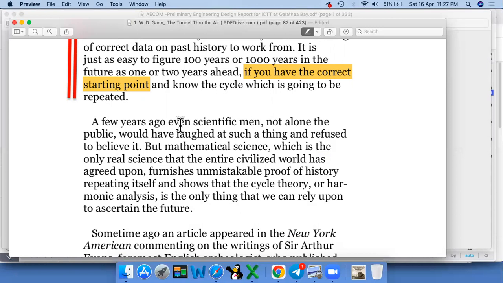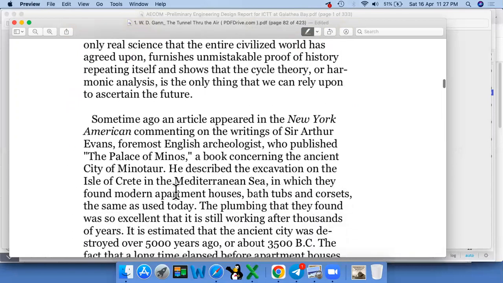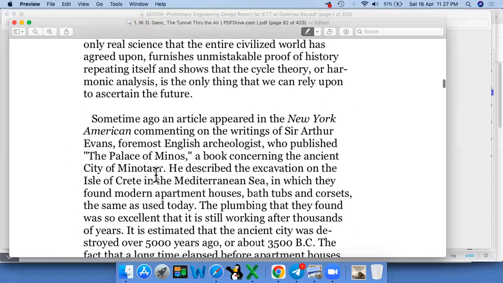A few years ago, even scientific men, not alone the public, would have laughed at such a thing and refused to believe it. But mathematical science, which is the only real science that the entire civilized world has agreed upon, furnishes unmistakable proof of history repeating itself and shows that the cycle theory or harmonic analysis is the only thing that we can rely upon to ascertain the future.